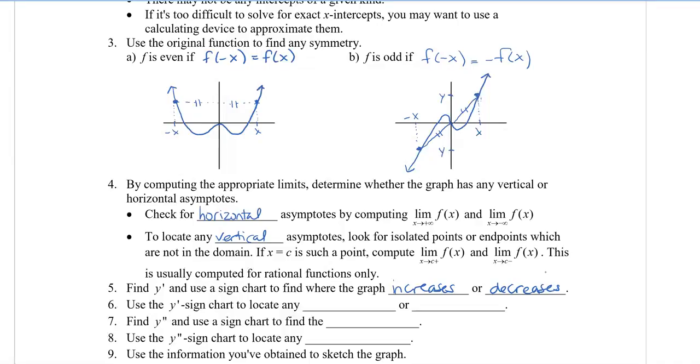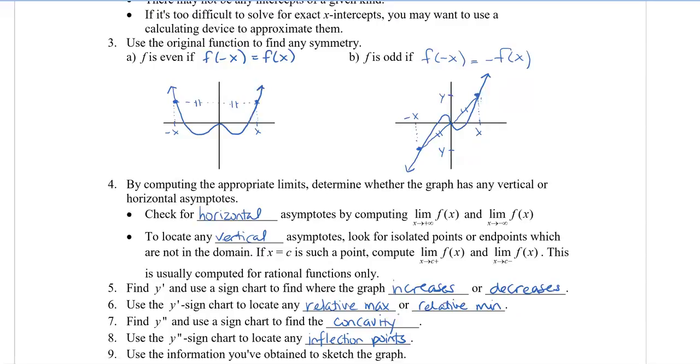And then we're going to use the y prime sign chart to locate any relative max or relative min. Or you can call them local max or local min. We're going to then find the second derivative, and we're going to use our sign chart to find concavity. And if the concavity changes at that point, these are inflection points. So again, you're using your second derivative to find these inflection points. And then put everything together from these 8 steps to draw your graph.